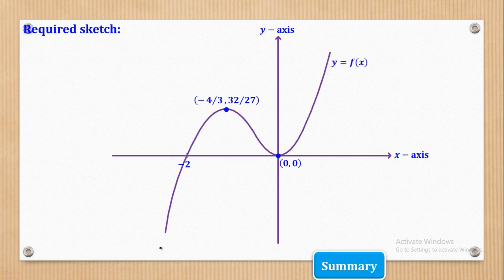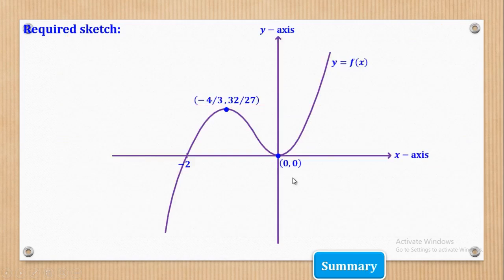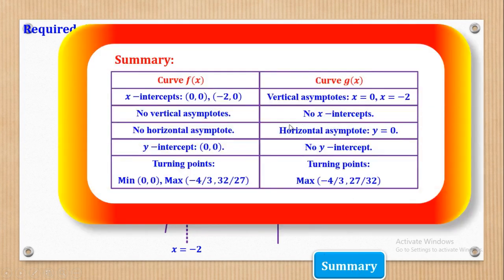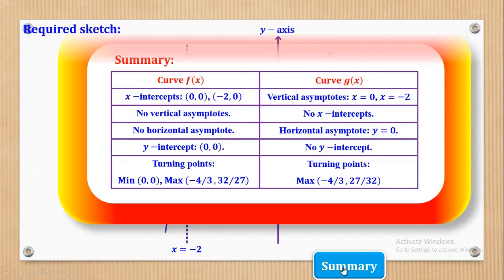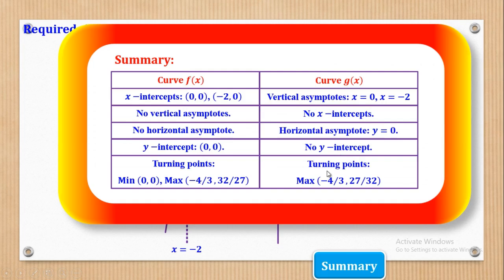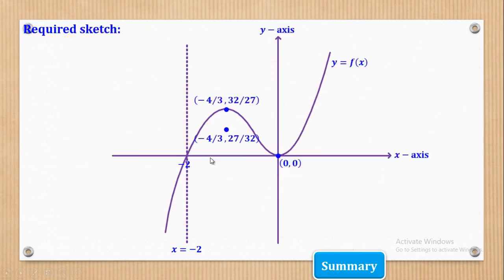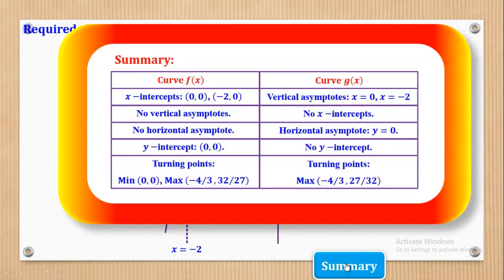Label it. So for curve g(x), we have x equal to 0 and x equal to negative 2. So you come and put that asymptote there, x equal to negative 2. x equal to 0 is the y-axis. No x-intercept. Horizontal asymptote is y equal to 0, which is the x-axis. No y-intercept. Turning point is (-4/3, 27/32). So you come and put the turning point there. And that turning point is a maximum.